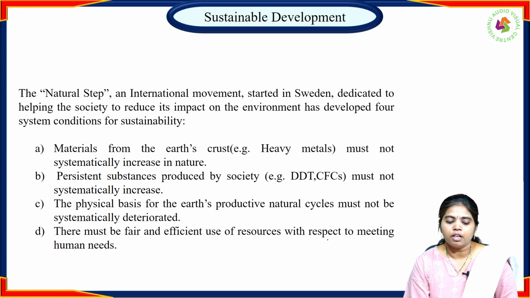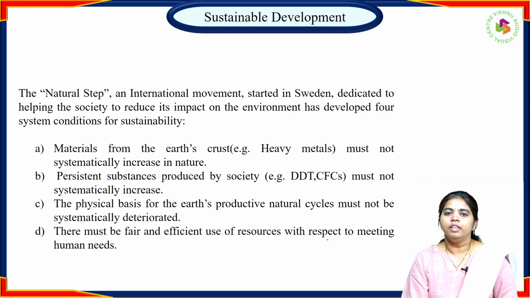The second system condition is persistent substances like DDT and CFCs. All these substances are produced by our society. These persistent substances should not increase systematically. They need to be reduced in the environment.